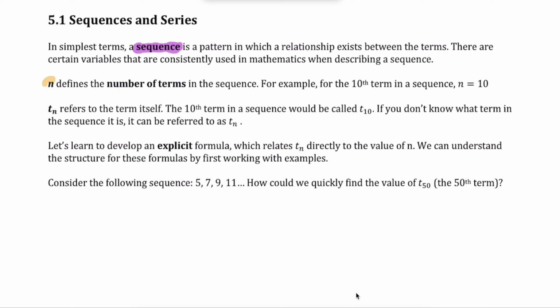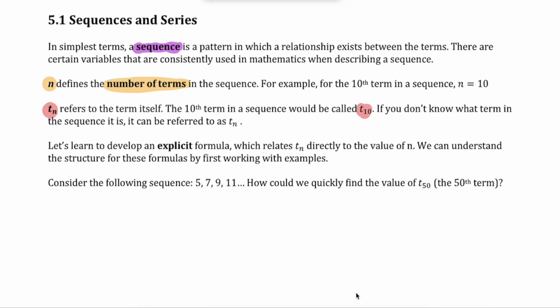So we're going to use n to define the number of terms in the sequence. So the 10th term would be n equals 10. And then we're going to use tn, a little subscript n, to refer to the term itself. So the 10th term would be t10. If we don't know how many terms there are, we just use n. If we don't know which term in the sequence it is, we call it tn. And this will make more sense when we start getting into some examples.